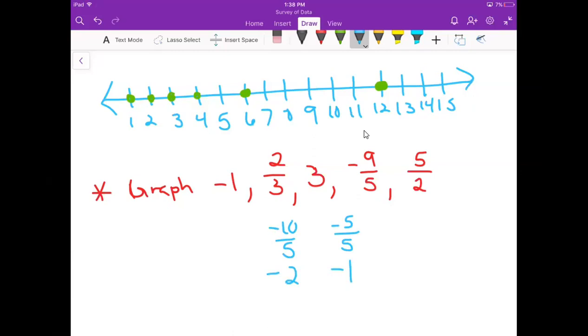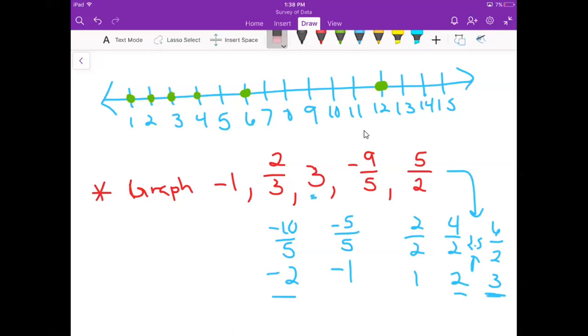Thinking about 5/2, think about your halves. You have 2/2, then you have 4/2. That would be 1 and then 2. 3 would be 6/2. Okay, so that means 5/2 is somewhere in between 2 and 3. Or plugging 5/2 into your calculator, you would see that that's 2.5 and fits right there in the middle. Okay, so basically our number line needs to span from as low as -2 to as high as +3, because we also have a 3 here. So you have to think about those things first before you start setting up your number line.